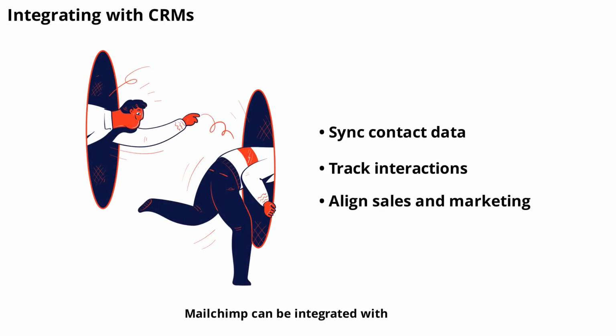Mailchimp can be integrated with customer relationship management, or CRM, systems. This allows businesses to sync contact data, track interactions, and manage relationships more effectively. CRM integration ensures that your marketing and sales teams are always on the same page.